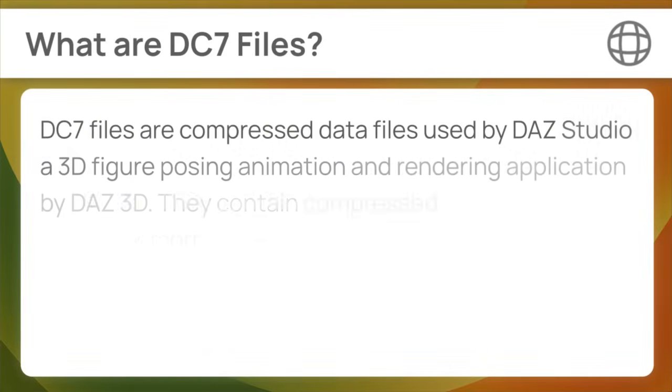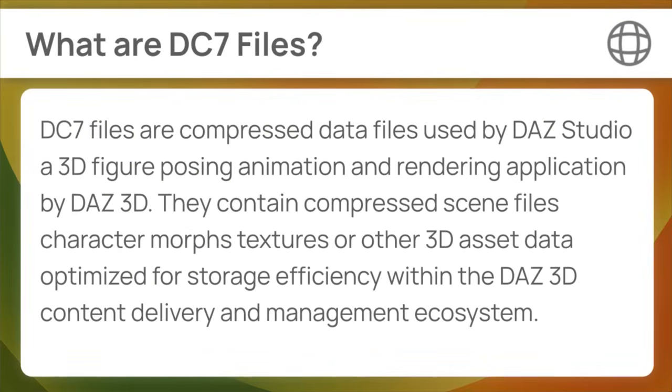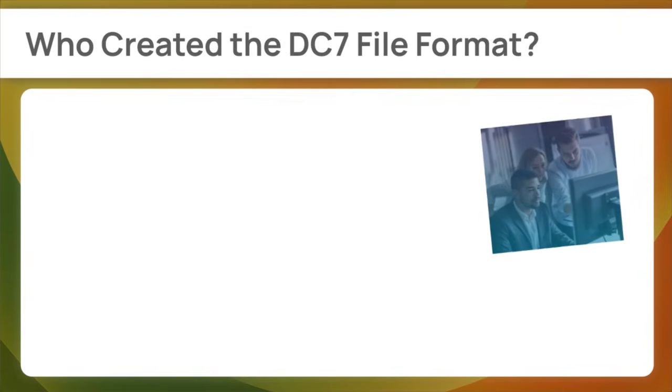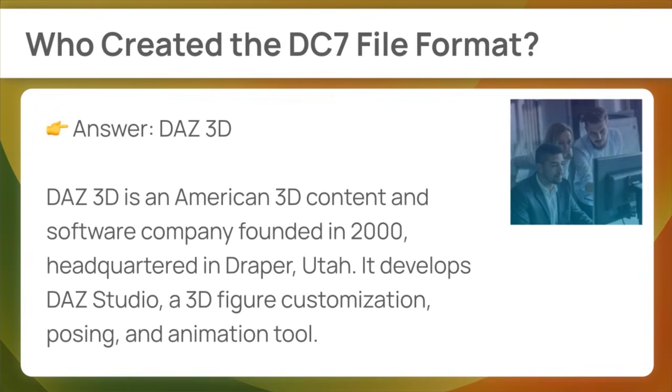DC7 files are compressed data files used by DAZ Studio, a 3D figure posing, animation and rendering application by DAZ 3D. They contain compressed scene files, character morphs, textures, or other 3D asset data, optimized for storage efficiency within the DAZ 3D content delivery and management ecosystem.